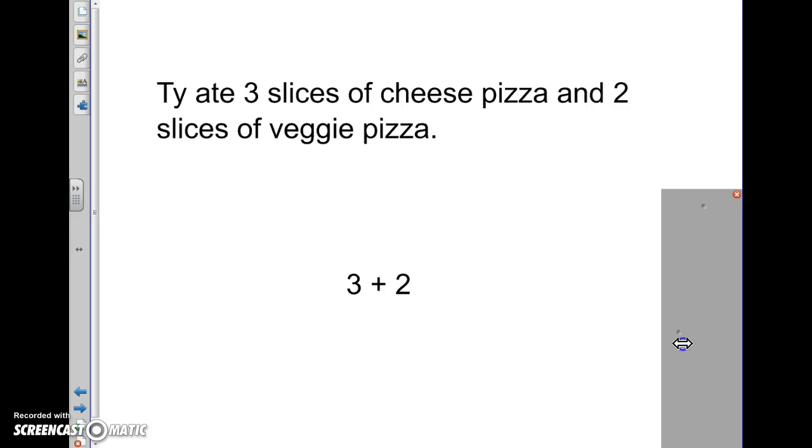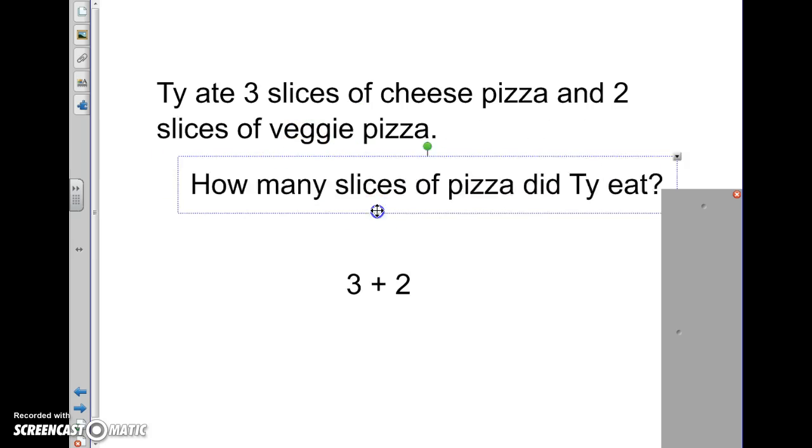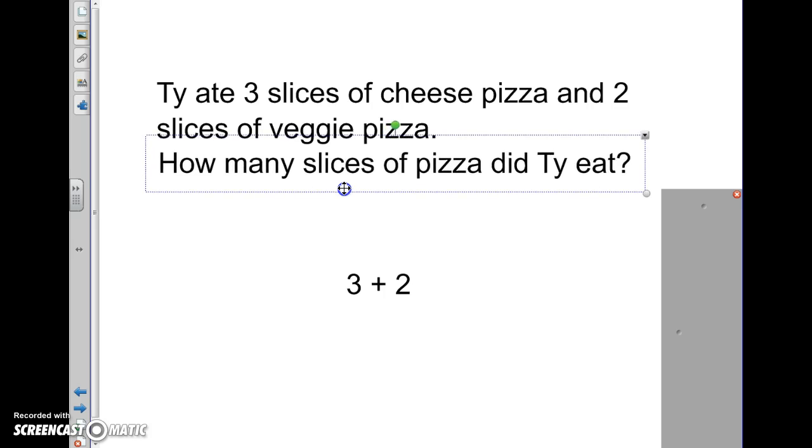So this is a really simple expression where we just know that we have this many slices of cheese, this many slices of veggie, we add them together. And if the question after that was how many slices of pizza did Ty eat, then we could turn this expression into an equation by adding an equal sign, right? So how many pieces did he eat altogether? The 3 slices of cheese plus 2 slices of veggie equals 5 total slices.